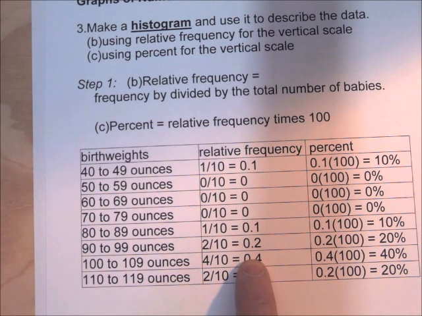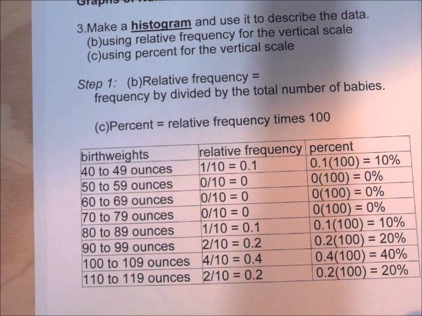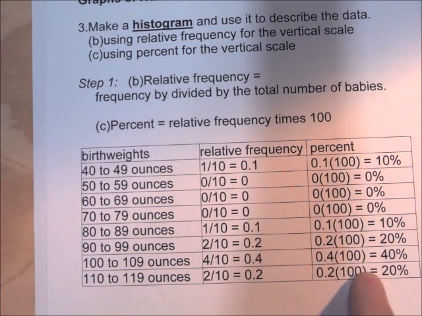90 to 99 ounces, we have 2 babies. 2 divided by 10 is 0.2. And 100 to 109, we have 4 babies. 4 divided by 10 is 0.4. So these are the relative frequencies. Multiplied by 100, you get the percent.